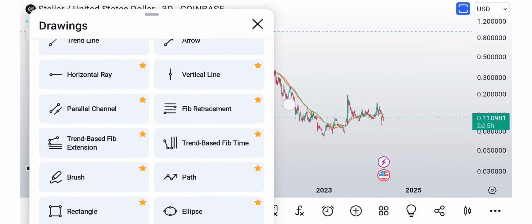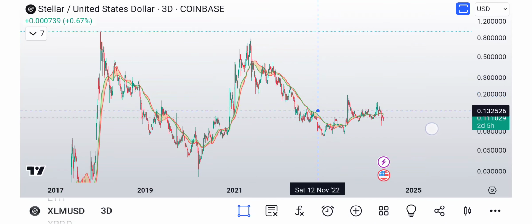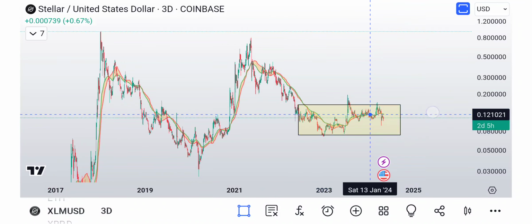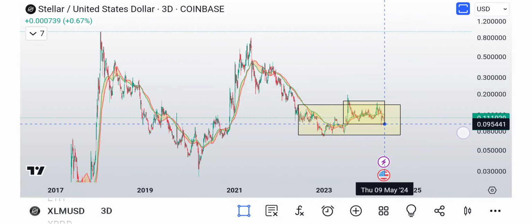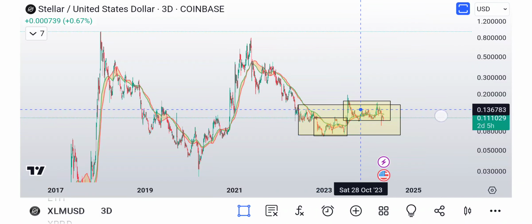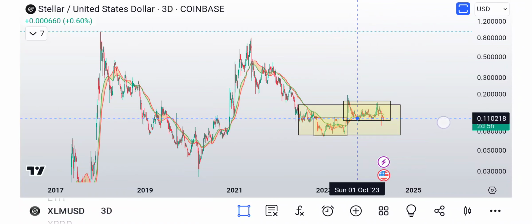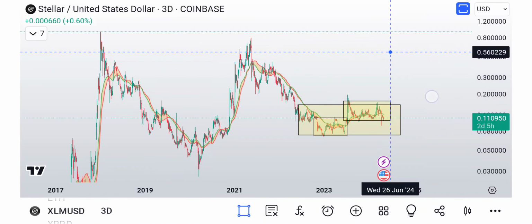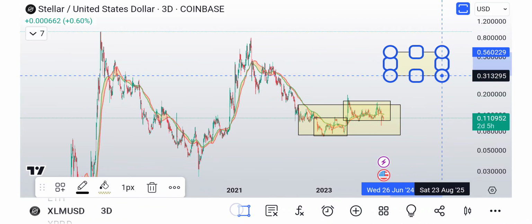Looking at XLM real quick, we're still working out this base in here. Basically, nothing's really changed. There's another base here and another one here. So we're still on our second base. We're basically down by some support. I'm still looking at it to get back up here at some point.